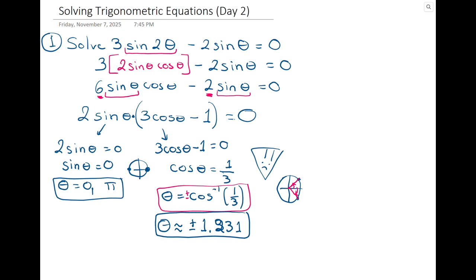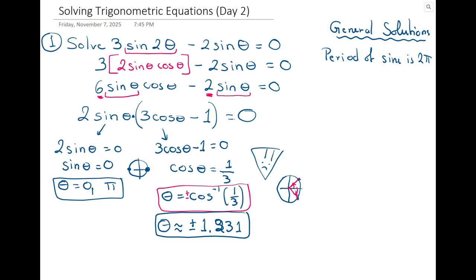Now, for the general solutions, I'm going to work from those particular solutions. So I need to first remember the period of sine is 2 pi.